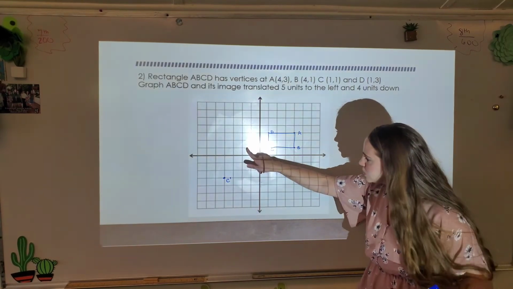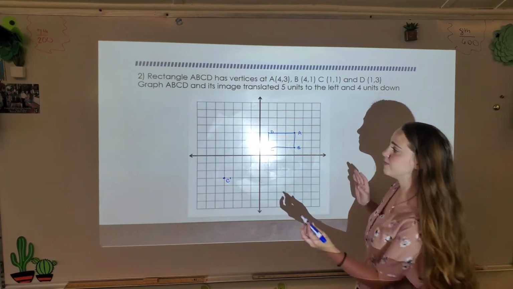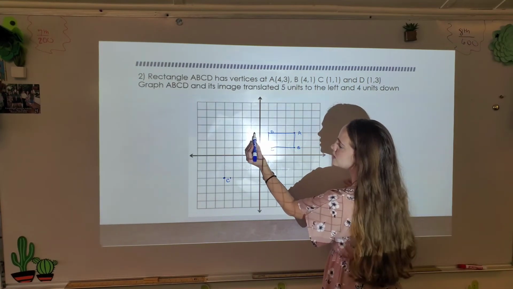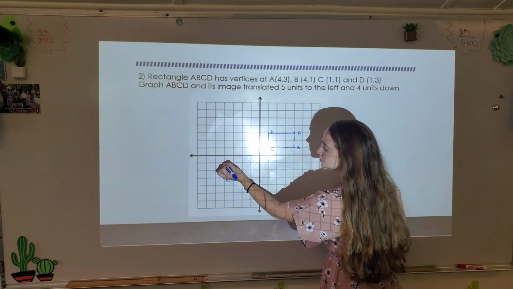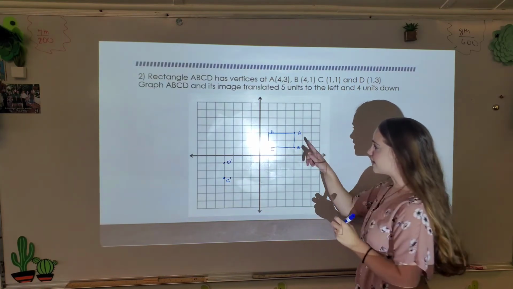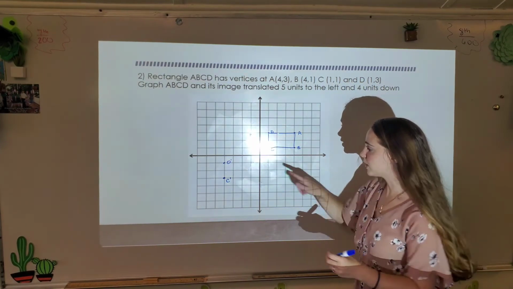So is that 5? 1, 2, 3, 4, 5. 1, 2, 3, 4. So that's C prime. D is going to be the same thing. 1, 2, 3, 4, 5. 1, 2, 3, 4. And then A, 1, 2, 3, 4, 5. 1, 2, 3, 4.